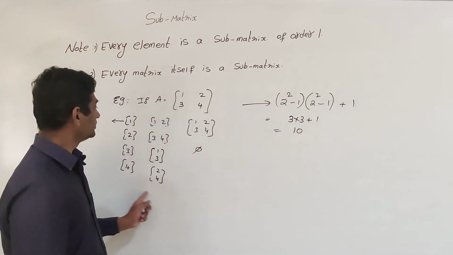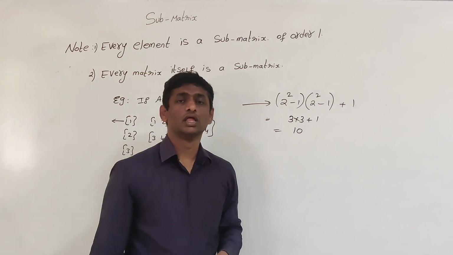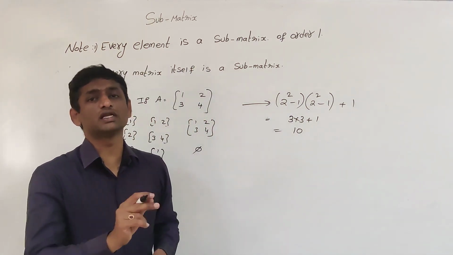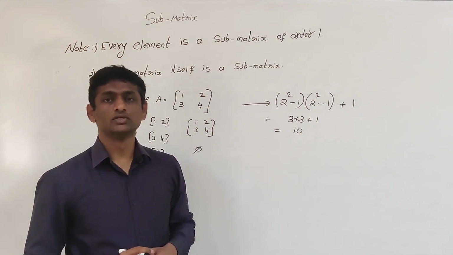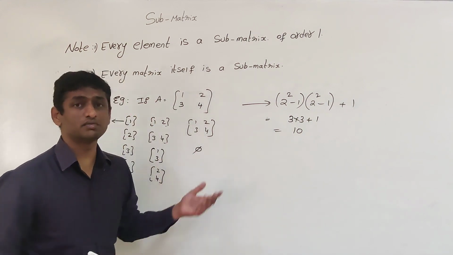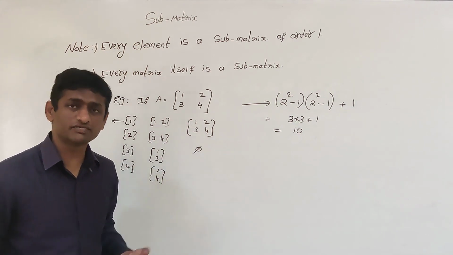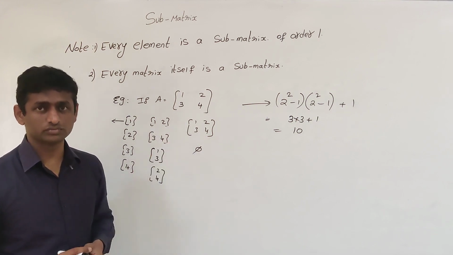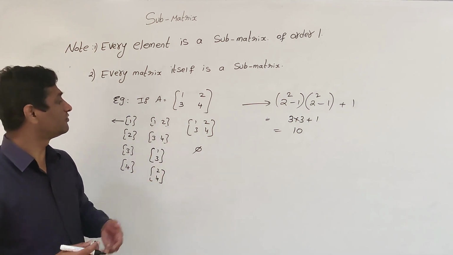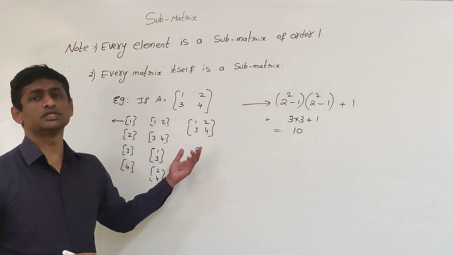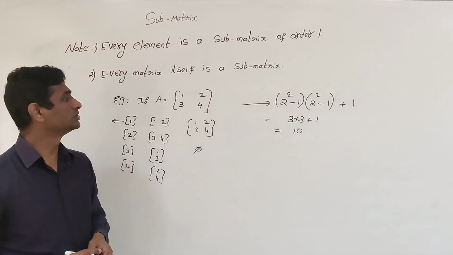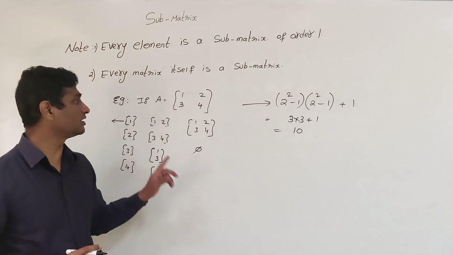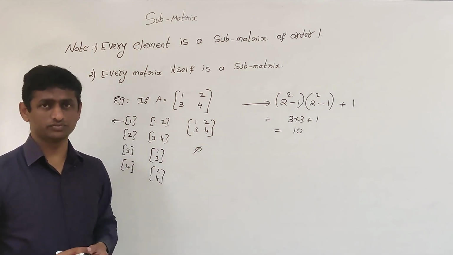Among the 10 submatrices, a few of them are square submatrices. So what are the square submatrices and of what order can we find? We can find order 1 as well as order 2. Why can't we find any order 3? Because there is no 3 by 3 matrix. So we can find only square matrices of order 1 as well as order 2.